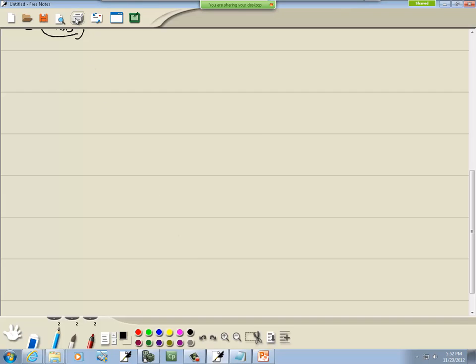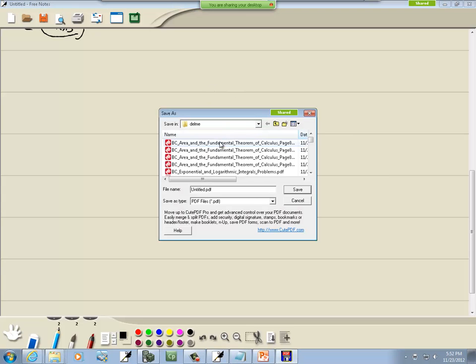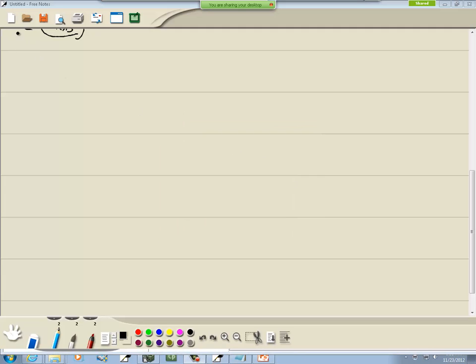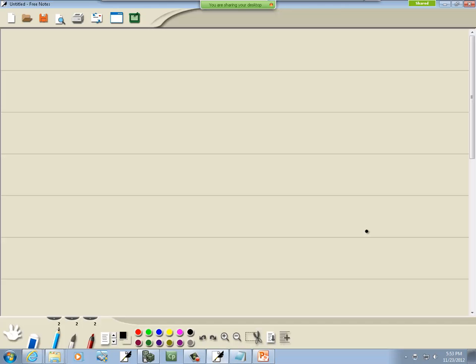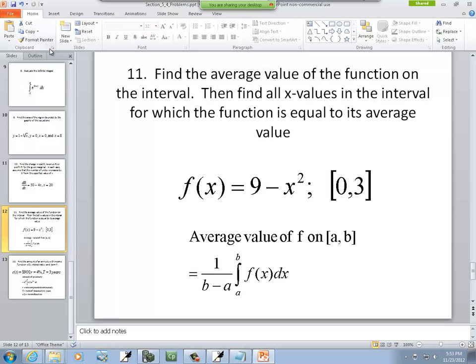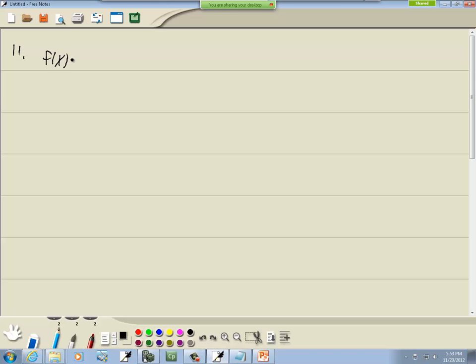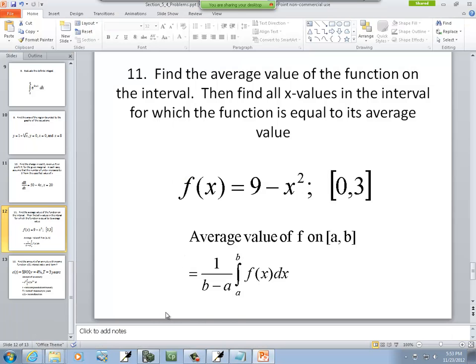I don't know, let me save this, start a new page, just so I have enough room. I hate running out of room. Okay. Got f of x is equal to 9 minus x squared, 0 to 3. It says find the average value of the function on the interval. So let's do that first.